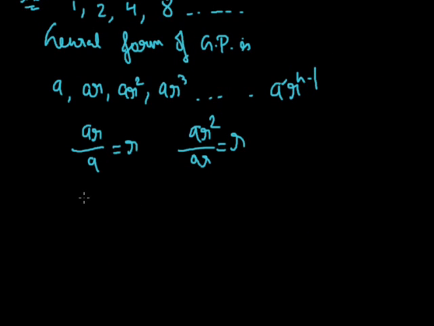Find the last term of GP. Tn is equal to ar power n minus 1.